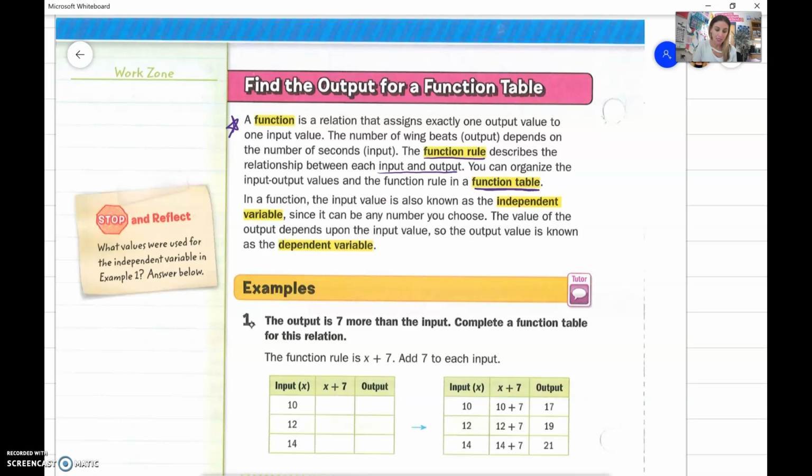It says, in a function, the input value is known as the independent variable, since it can be any number you choose. So the input value, the input, is the independent. So I and I, try to remember that, I equals I, okay? The value of the output depends on the input value, so the output value is known as the dependent variable, okay? That's just some quick vocabulary, and as we get started, you'll see what I mean by that.